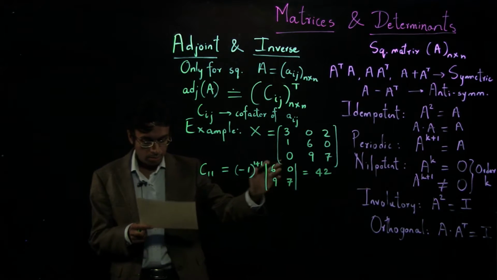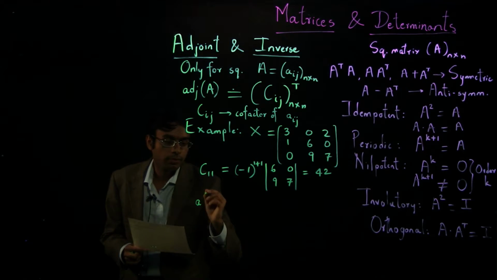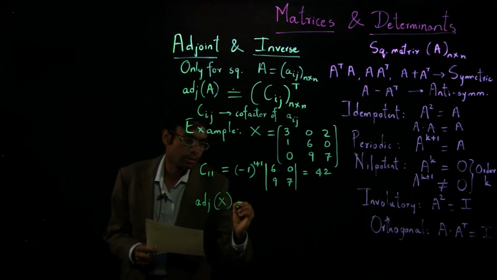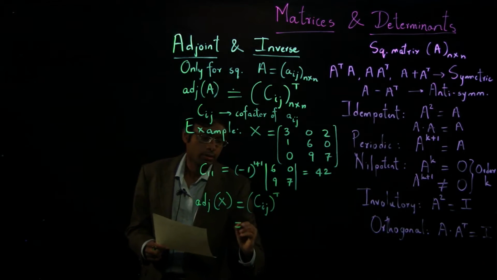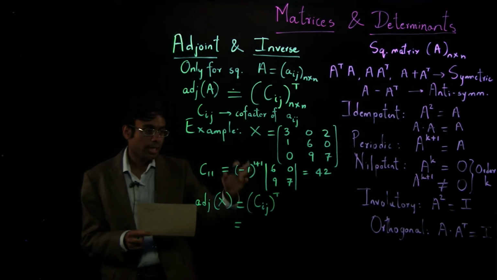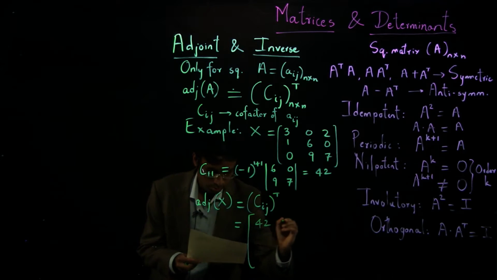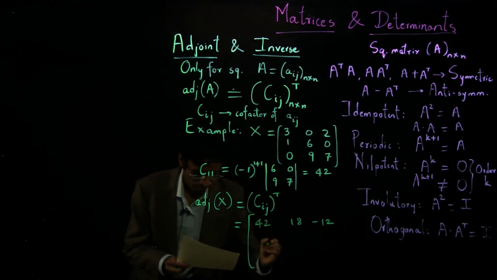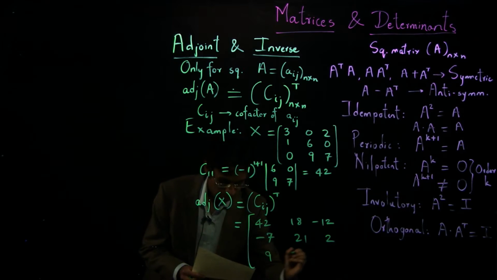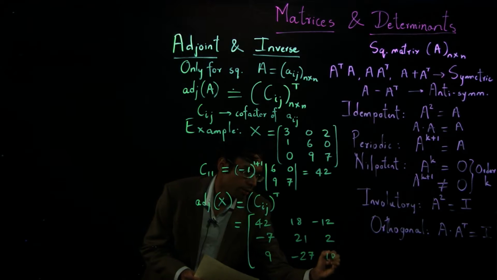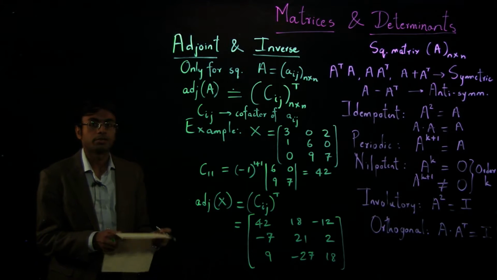And so you can keep doing that for all the elements, and then you can find out that the adjoint of this matrix is the transpose of the cofactors. And this is an exercise for the listener. You can calculate each of these terms and verify that this works out to be 42, 18, minus 12, minus 7, 21, 2, and 9, minus 27, 18. So that is how you calculate the adjoint of a matrix.